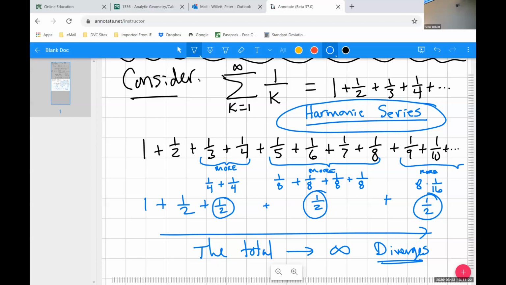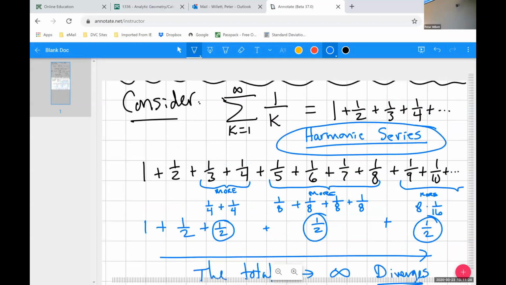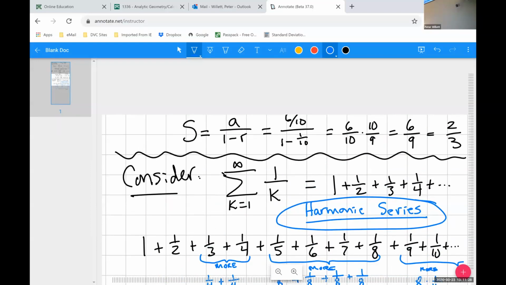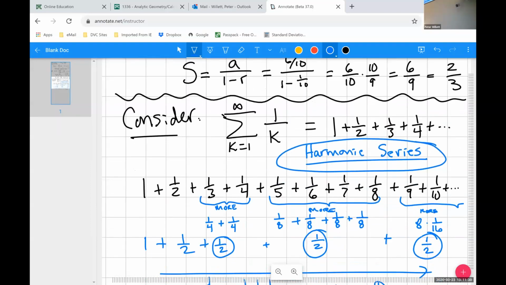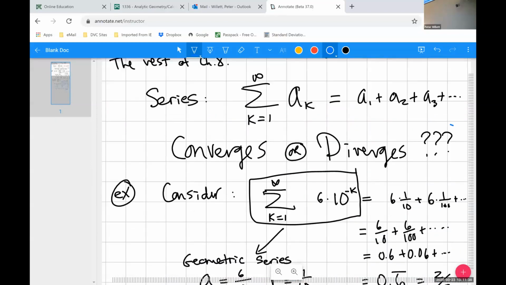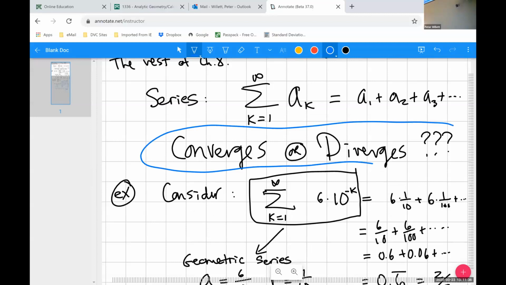Okay, so let's consider what we just looked at, because this is going to be the position that we're in basically for the rest of the chapter, that you are considering a series and asking yourself if it converges or diverges. We're looking at a series and asking, does it converge or diverge?